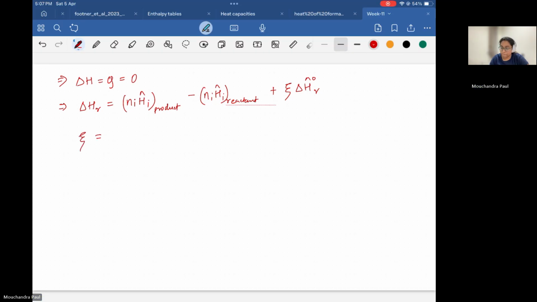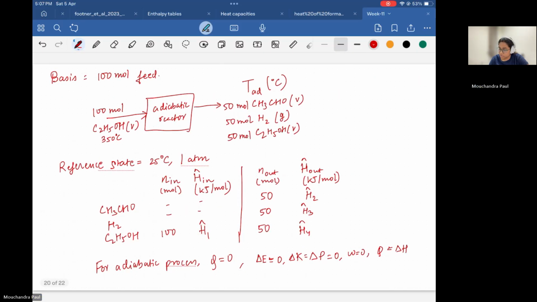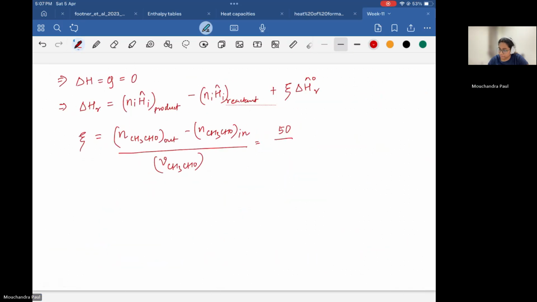So you see, the number of moles of acetaldehyde CH3CHO coming out minus the number of moles of acetaldehyde going in, divided by the stoichiometric coefficient of CH3CHO. So what is it? 50 moles is coming out, nothing is going in, and the stoichiometric coefficient for this particular reaction is 1. So it is 50 moles. Okay.